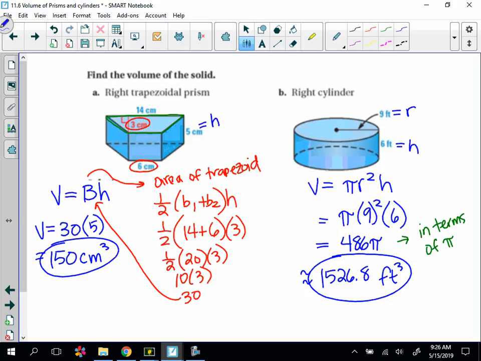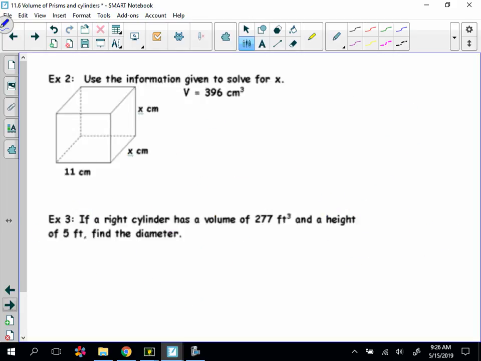Okay. All right, let's take a look here. Got a couple more to look at. All right, next example says use the information to solve for x at this time. So I see the volume is provided as 396. I have my dimensions here on my prism. So my formula, this is a prism: volume equals area of base times height. So I know the volume of 396.